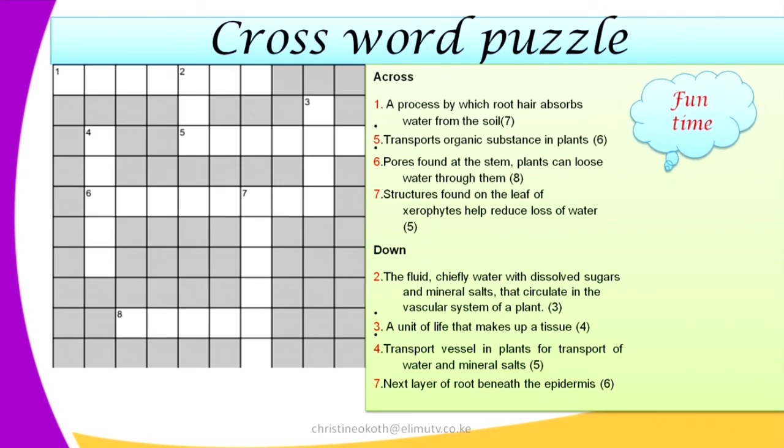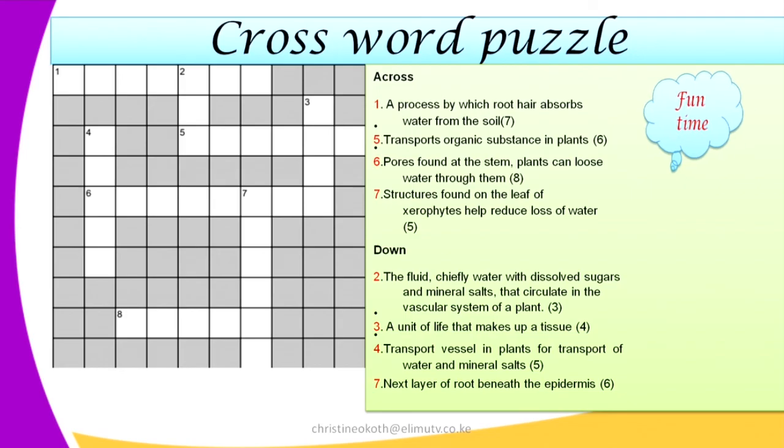5 across: it transports organic substances in plants. It's a 6-letter word. 6 across: these are the pores which are found at the stem. The plants can lose water through them. We talked about them. It's an 8-letter word. Find it and fill it in the crossword.